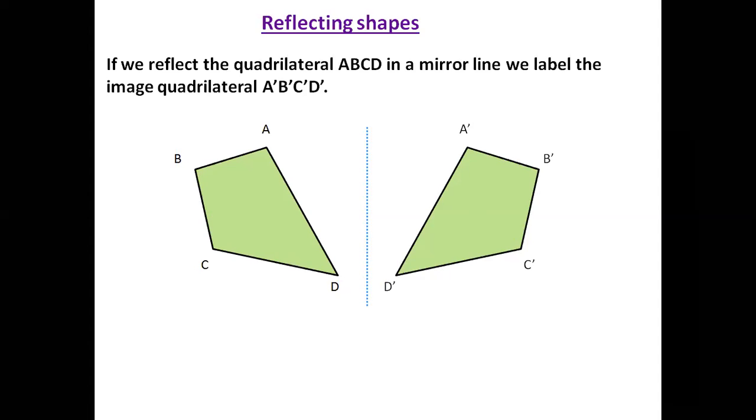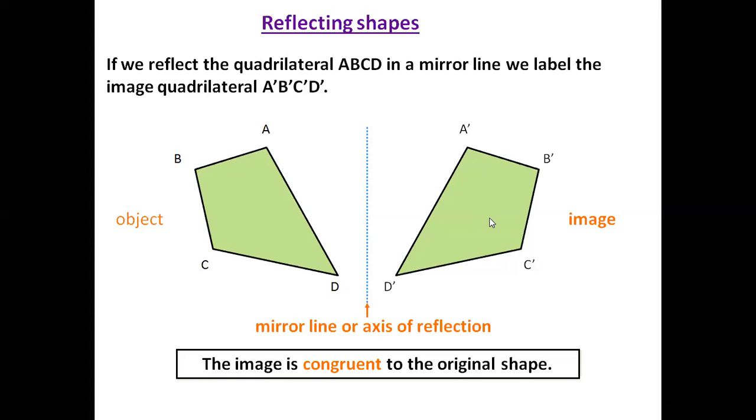Otherwise, you don't. You just put a letter inside the shape, or you don't do anything if they didn't mention that. So that's the object, that's the mirror line, and this is the image. The image and the object are congruent. Congruent means same size, same shape. Okay? What's Sarah?